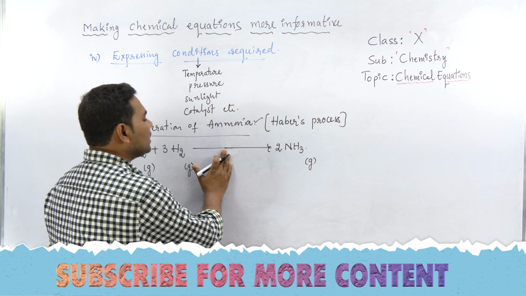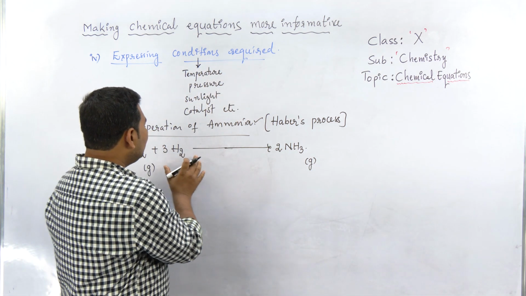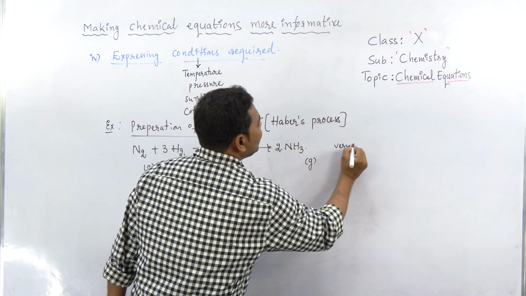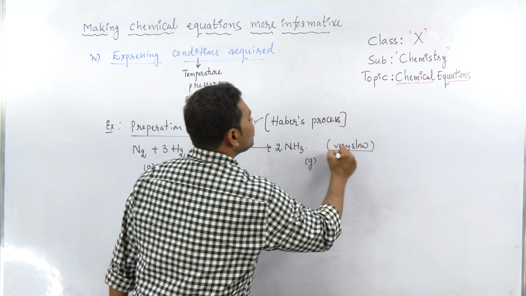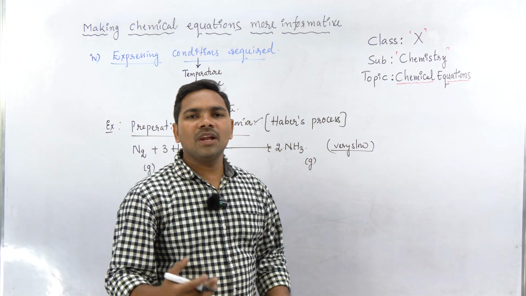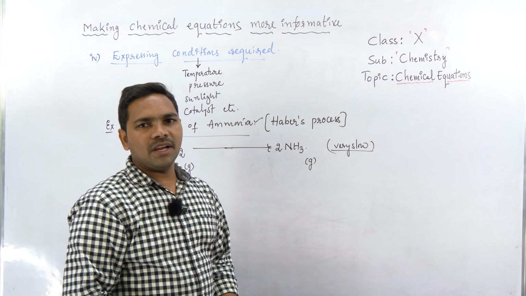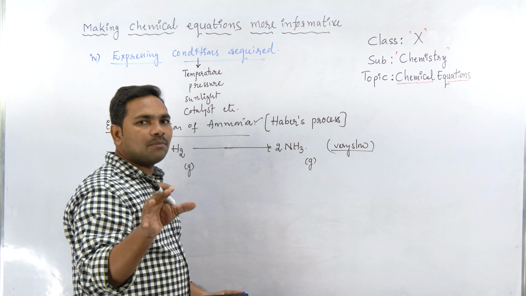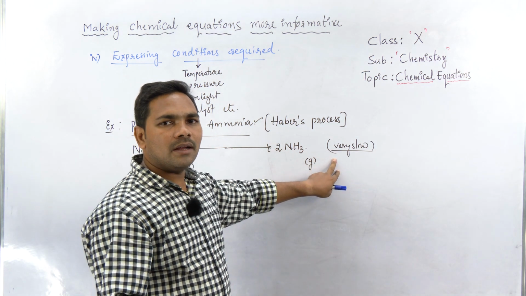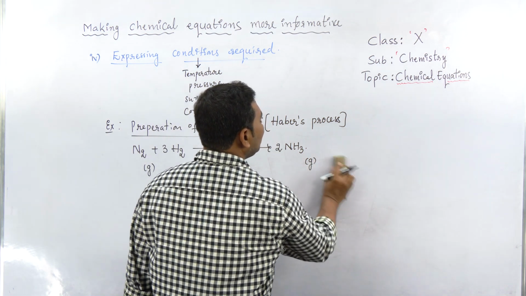In this reaction, what are the conditions required? Under normal conditions, this reaction is very slow. It is a very slow reaction. To produce ammonia in excess, it takes a very long period industrially. So to increase the rate of this reaction, some conditions are required. Under normal conditions it is very slow, but under specific, special conditions, the rate of reaction can be increased.